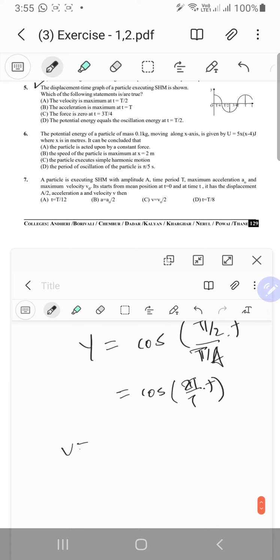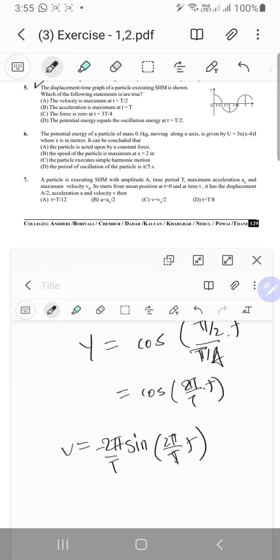Okay. Velocity is maximum at small t equal to capital T by 2. Well, what's the velocity? Velocity will be minus 2 pi by T sine of 2 pi by T into small t. So is it at T by 2? No, because at capital T by 2 the angle will be pi, and sine of pi is 0, so no.